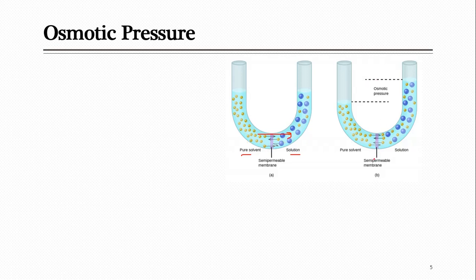After some time, when it reaches equilibrium, you will see that the level on one side has increased compared to the other. Here you can see this difference in height. This is the main difference in height, and you can use it to calculate the pressure difference between the two ends, which you will call the osmotic pressure.